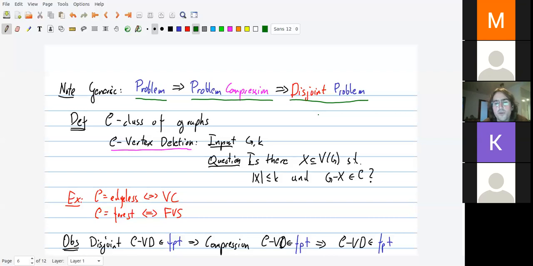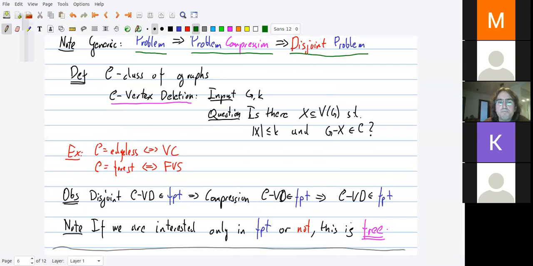Yes, and this is a generic scheme that works for a wide variety of problems, because for feedback vertex set, we only used the specific combinatorics of feedback vertex set in this last step. So I can, for instance, look at the general problem of a C vertex deletion problem, where C is a class of graphs. In the C vertex deletion problem, I have as input a graph G and an integer k, which is my parameter, and I would like to ask whether I can remove at most k vertices in order to get a graph from my class C.